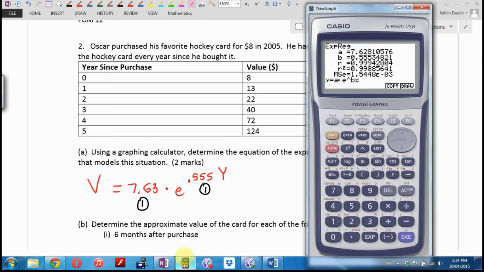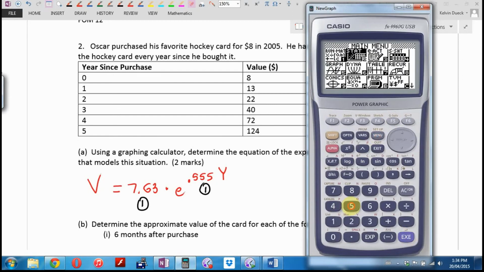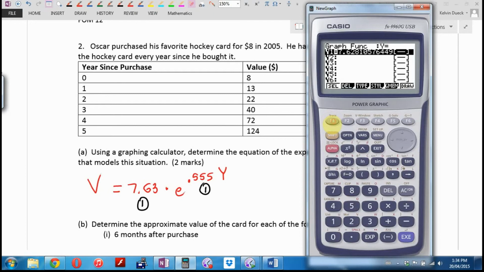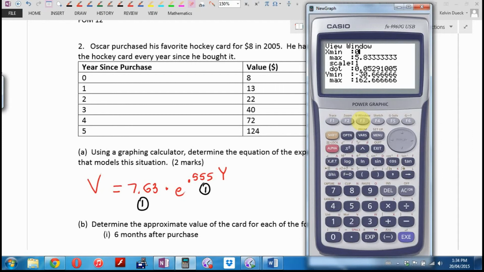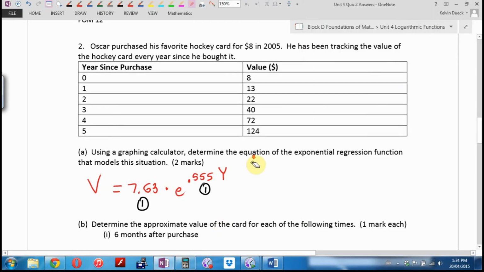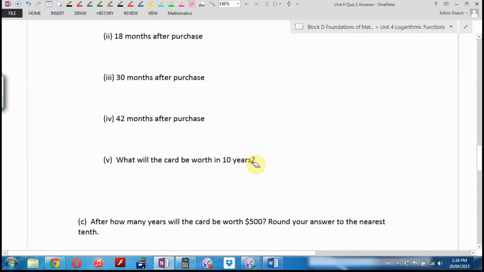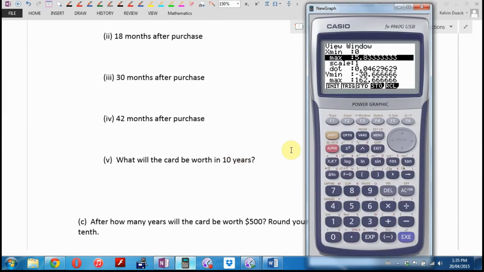Oh, I better copy the equation. Copy. Menu. Now I'll do the rest in my graph menu. Don't forget to select it. Pick a good view window. Years. X is years. 0. How many years am I going here? 10 years. So I'm going to start out maybe going to 12 years. Go up by 2s. That's a total guess.